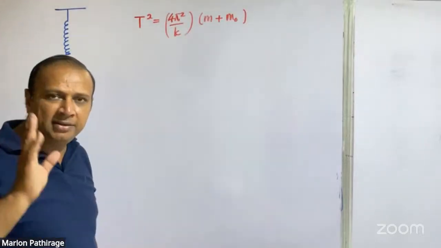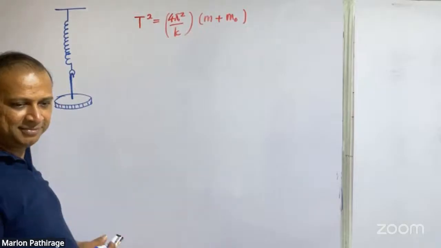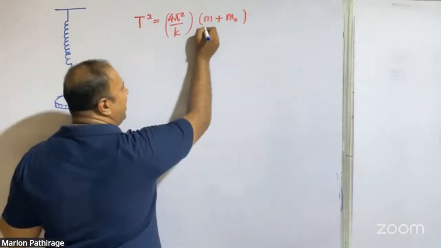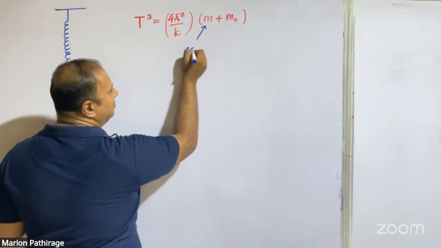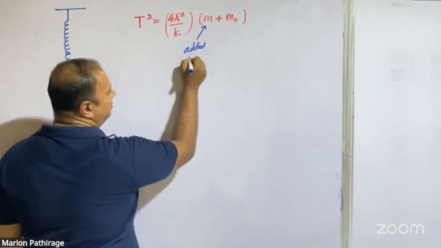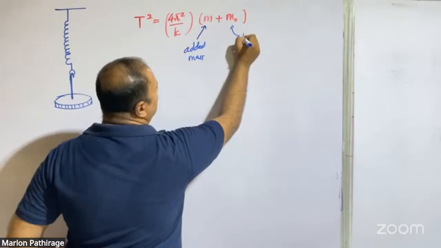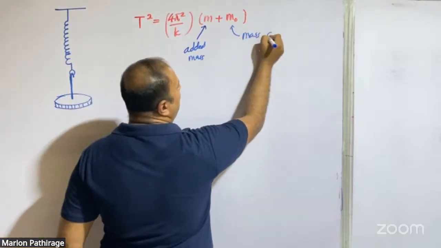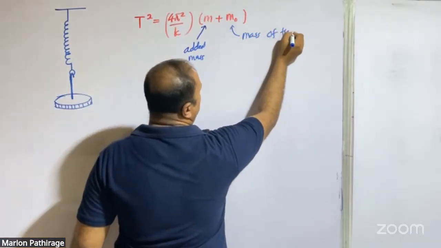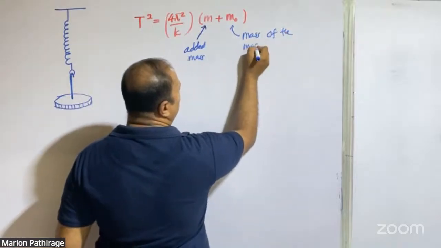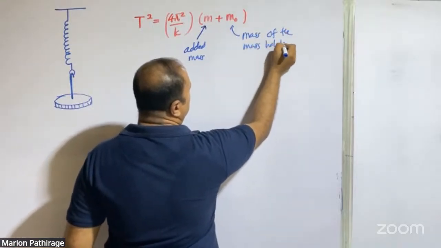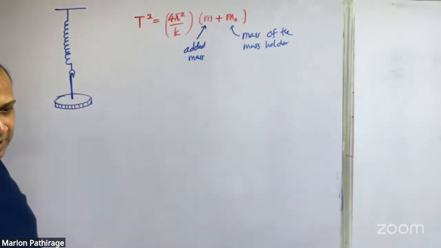If you get that, please tell me. So this is the added mass, and this is the mass of the mass holder.